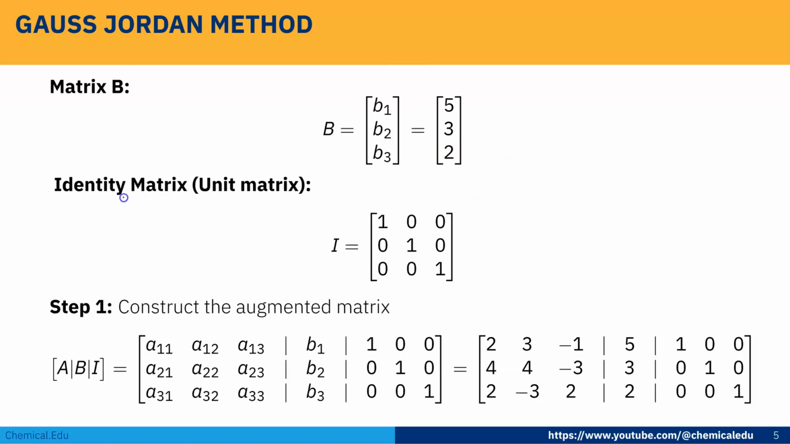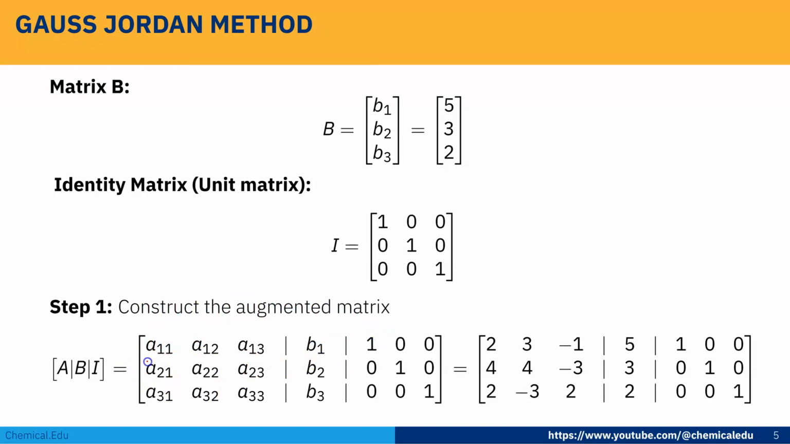Now for the Gauss Jordan method, we have to take an identity matrix or unit matrix. So that is I, with 1, 0, 0 in the first row. In the diagonal all the elements will be 1 and the rest of the elements will be 0. So that is nothing but a unit matrix. Now first we have to construct the augmented matrix. So we have to put the A matrix, then the B matrix, then the I matrix.